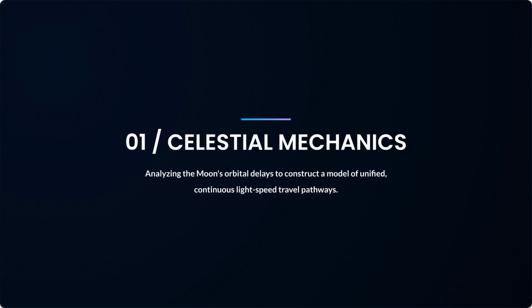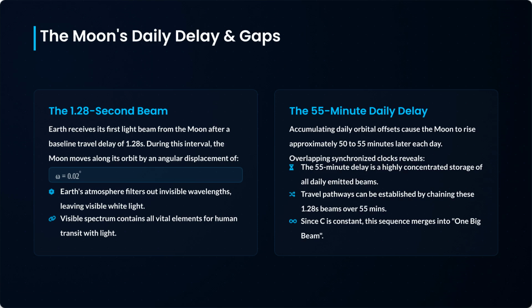The Moon and Earth provide measurable timing relationships that can be used to study the behavior of light over astronomical distances. These observations serve as the foundation for the theoretical framework presented in this work. Let's start with the foundational observation that inspired this theory, the daily delay of the Moon. As we know, the Moon rises roughly 50 to 55 minutes later each day.